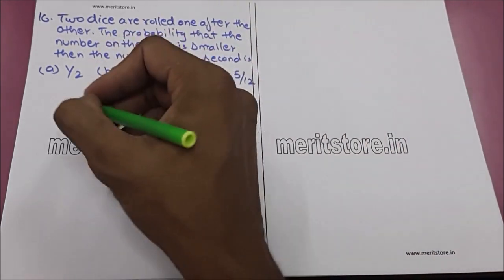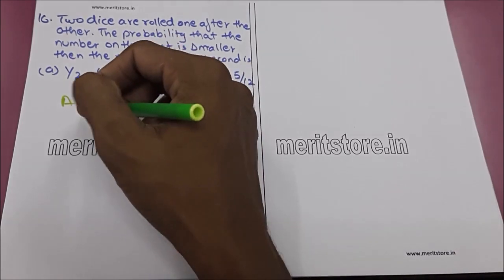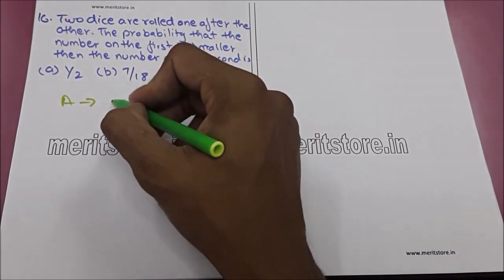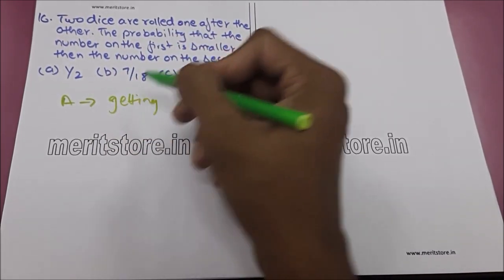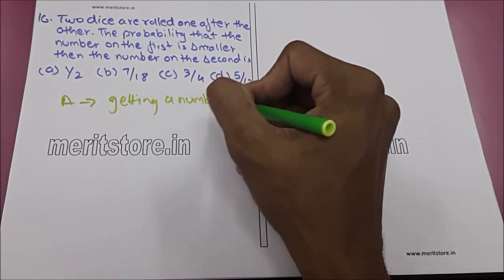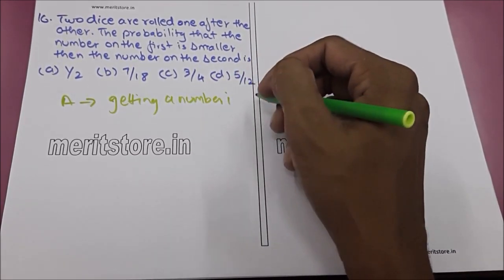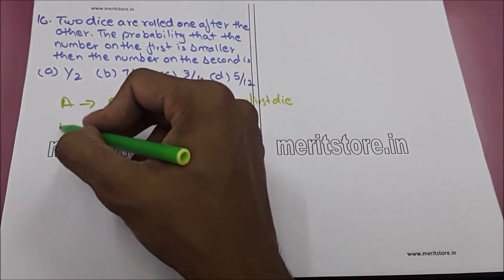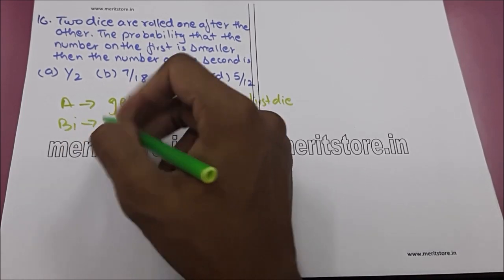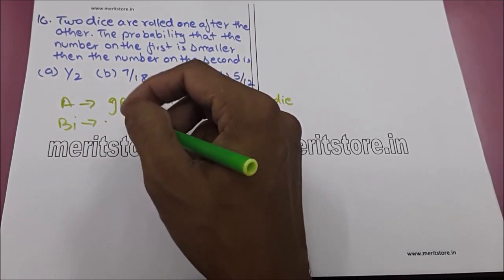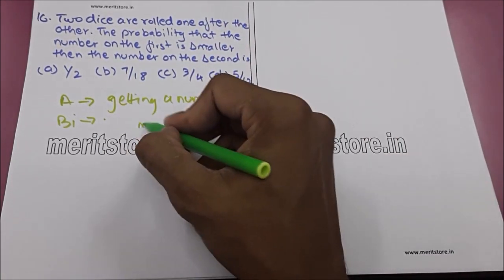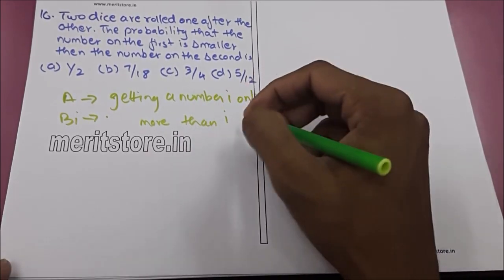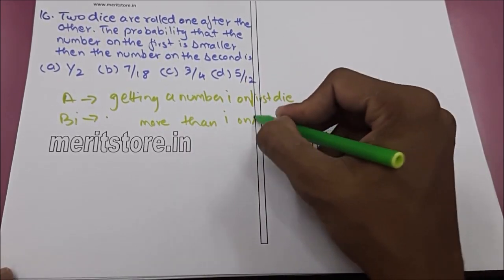Consider two events, that is A_i, getting a number i on the first die, and B_i, getting a number more than i on the second die.